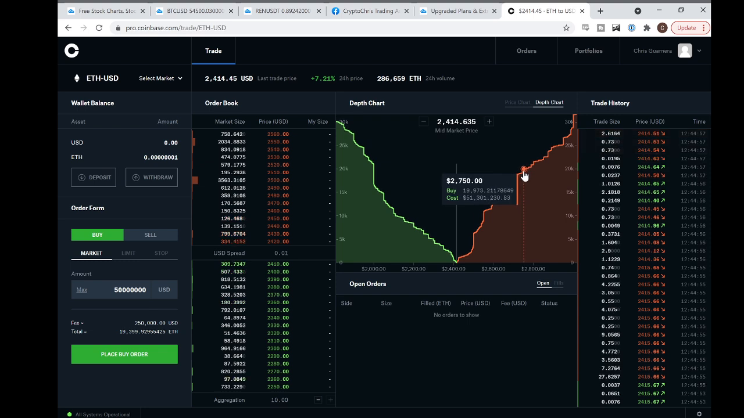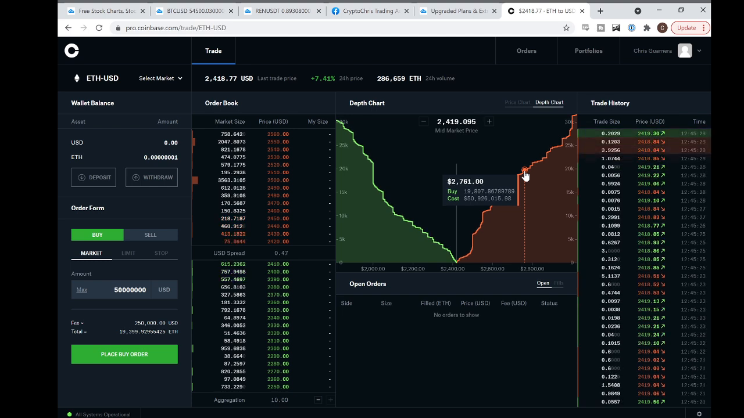So if you were to purchase $50 million worth instantaneously, it would go out there and take every bit of Ethereum, or it would take all the people who are actively selling Ethereum right now, and it would shoot the price of Ethereum up from $2,415 all the way up unto $2,759, because you have bought everything that exists in the market up until that point.